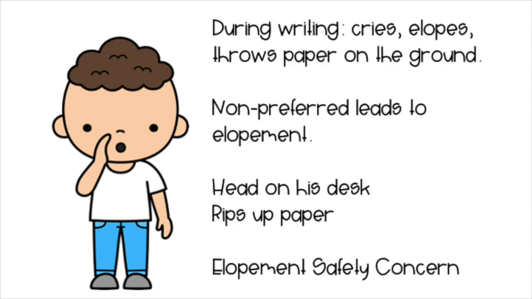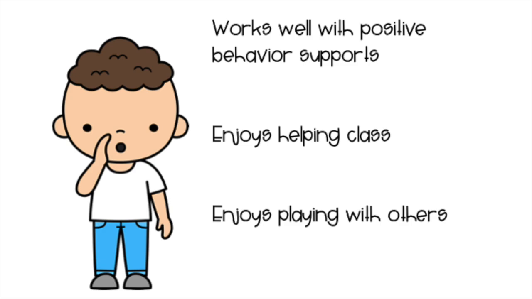It can be really disruptive in class when he refuses to do his work because the elopement leads to losing a staff member. Honestly, it's a safety concern, and so that can be really challenging. Jason does much better one-on-one. That's where he thrives, having a staff with him nearby to bring him back to his work, to remind him.